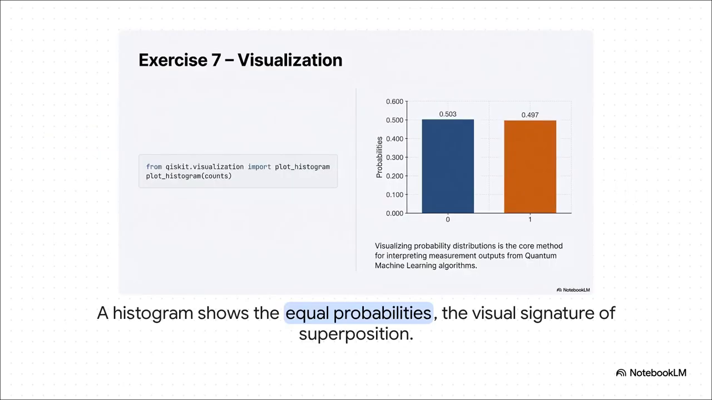And this visual just captures the result perfectly. Instead of just staring at a list of numbers, we can plot them on a histogram. You see those two bars, almost exactly the same height? That is the visual fingerprint, the signature of a qubit that was in superposition. It's the direct result of that quantum coin flip we performed.